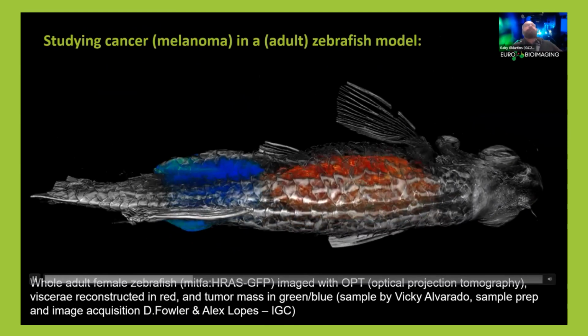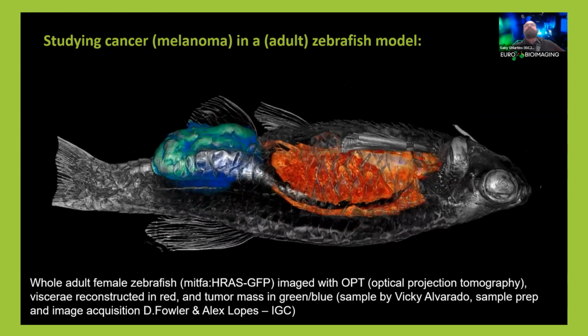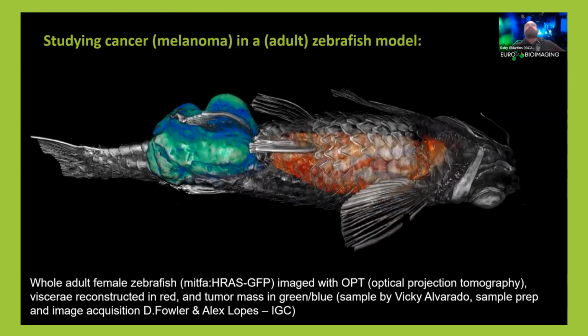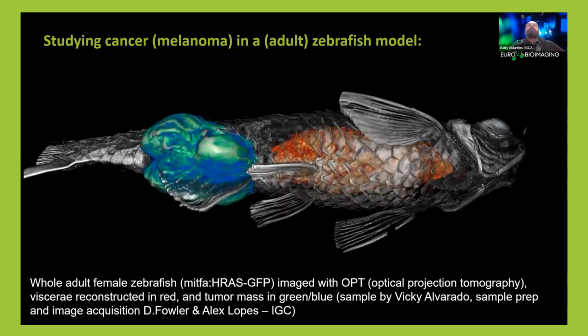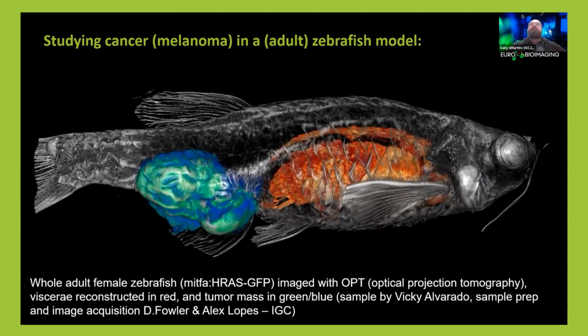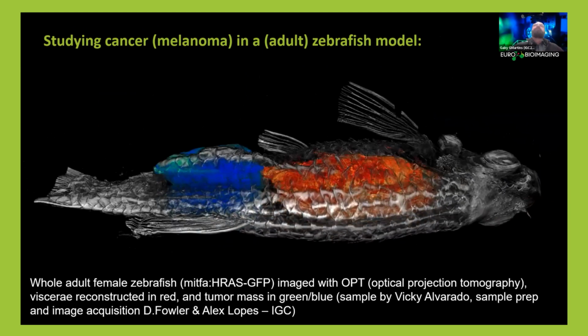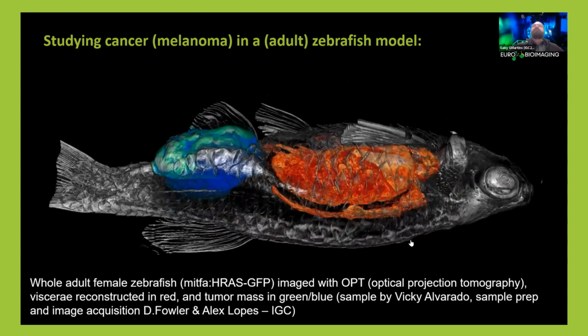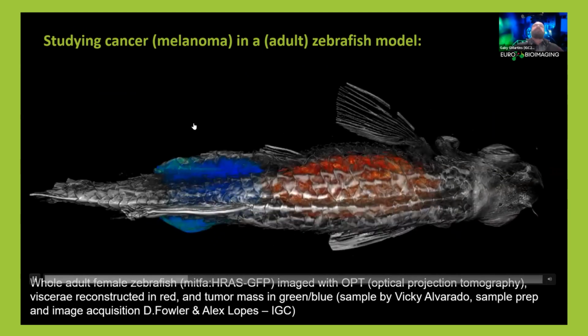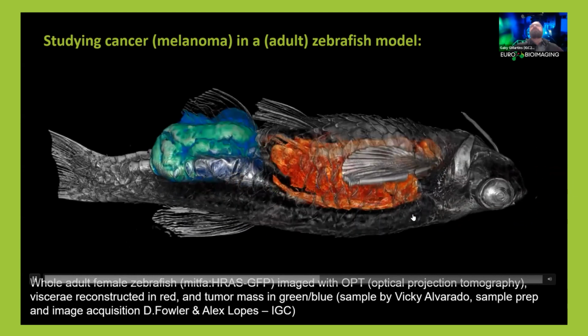If you've seen the Euro-BioImaging booklet this year, the report, you may have seen this image. This is actually the reconstruction that was done on our OPT in its full glory and in motion. And it shows you how you can do a whole zebrafish, an adult zebrafish, if you want to look at the humor and the internal organs.